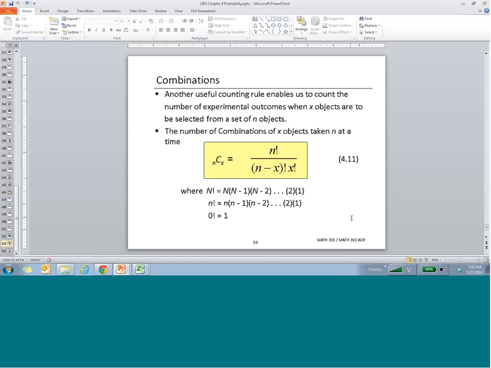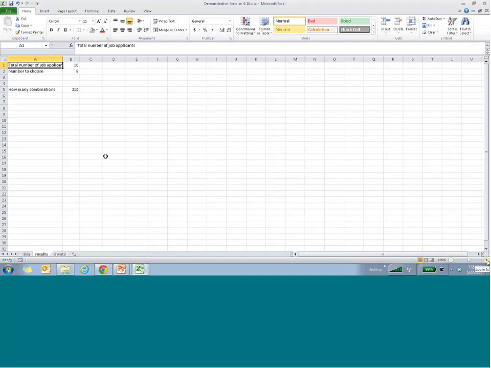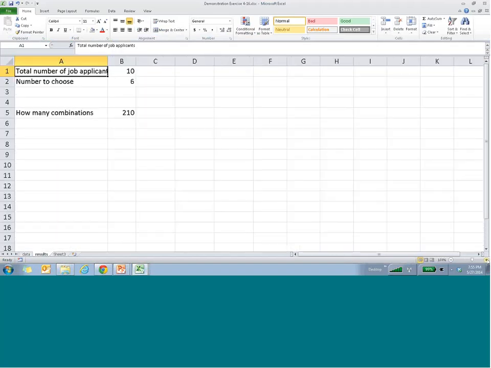Let's go back to combinations first. Combinations, the order counts. So I can say, well, let's go to the example in the book. 4-6. So page 144 has example 416. So what it's asking is, you're going to choose 6 of 10 job applicants to form a new department. Okay. It doesn't matter which order you choose them in. The point is that all 6 of them are going to be in the same department.